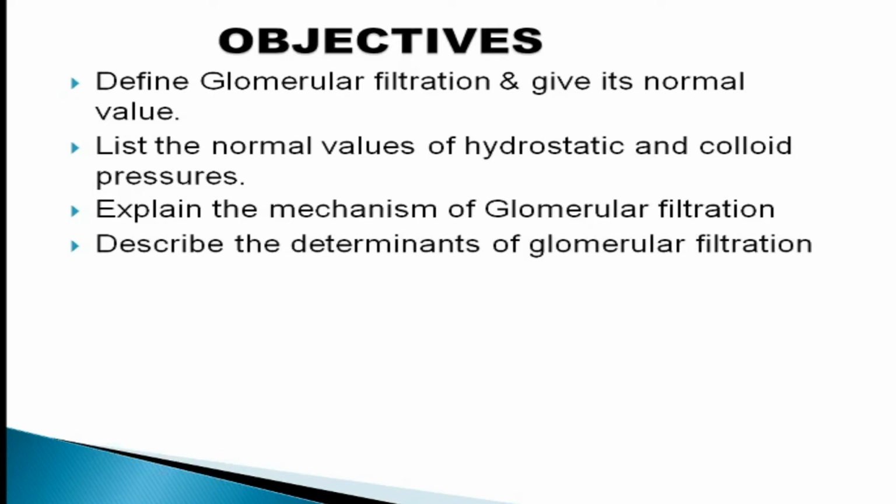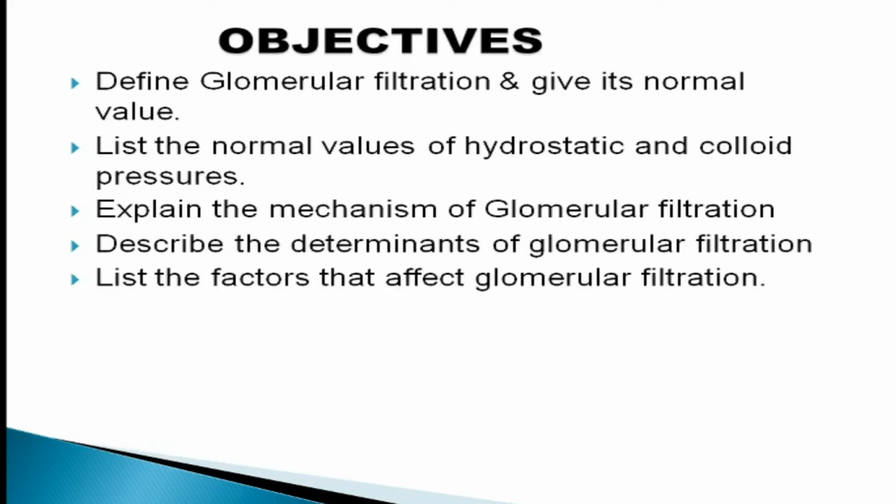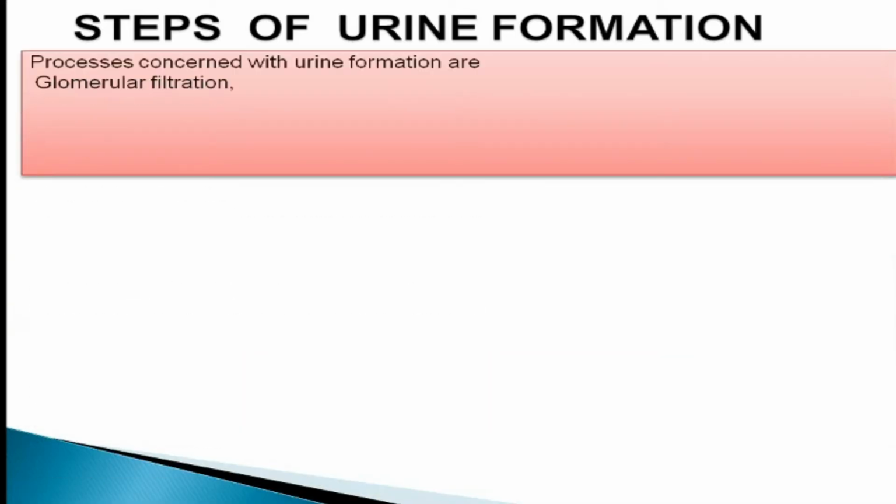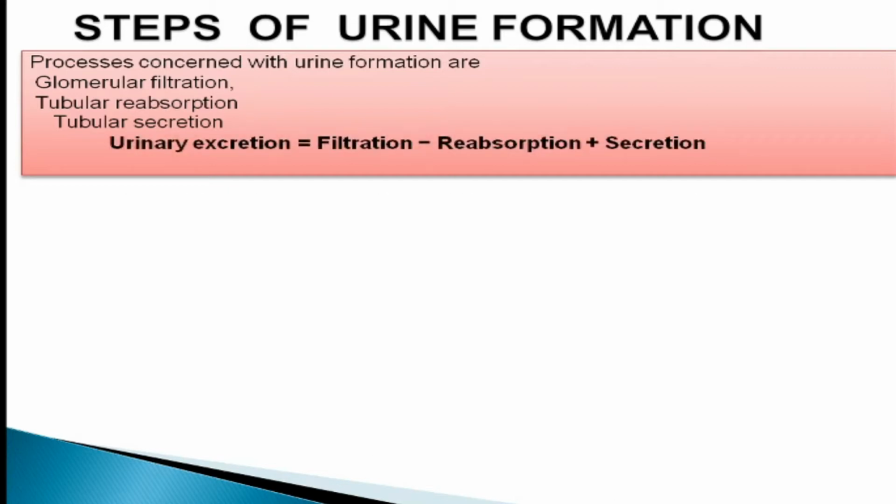You can describe the determinants of glomerular filtration and also list the various factors that affect glomerular filtration. And of course, we will have some pathological variations discussed at the end of the slides. Now, as you all know, the steps of urine formation involve three important basic steps, that is glomerular filtration, tubular reabsorption and tubular secretion.